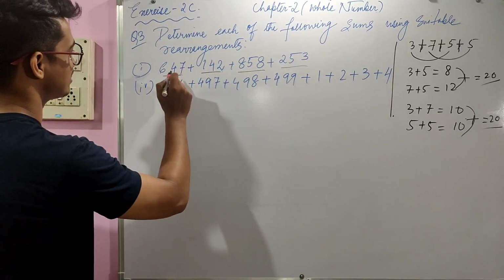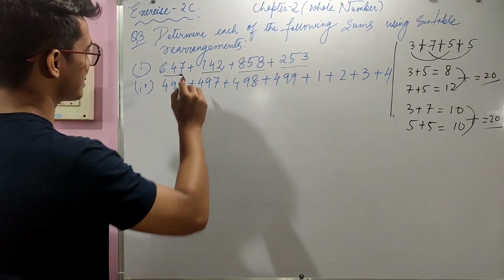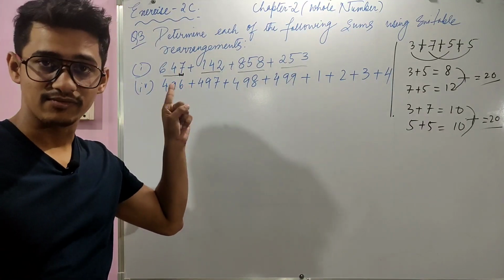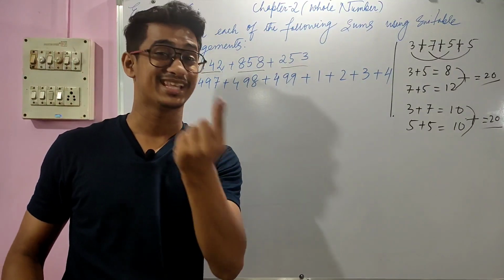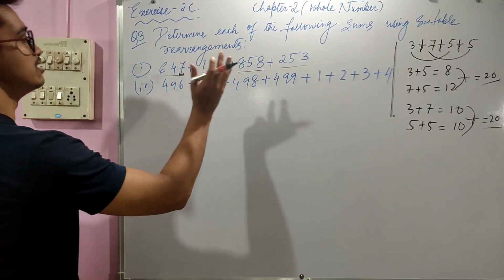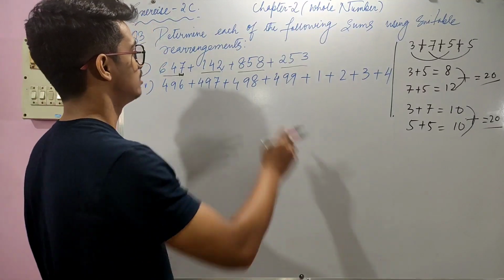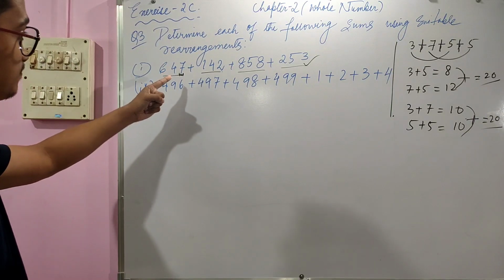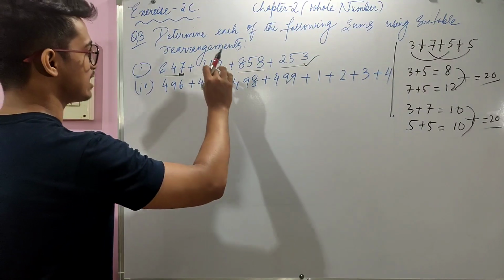All right, so just see, the last digit is 7. What should I add with 7 so that the result will be 10? That is 3. Now find among the other numbers one where the last digit will be 3. 253. So the number is this one. So first of all, we have to pair up 647 with 253. Now let's find the next number.